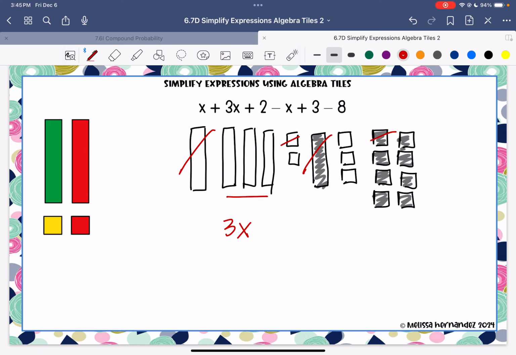One positive, one negative. One positive, one negative. One positive, one negative. One positive, one negative. One positive, one negative. So I'm left with those 3 negatives. So I can go plus negative 3, or minus 3. They're equivalent. I could go about it that way.